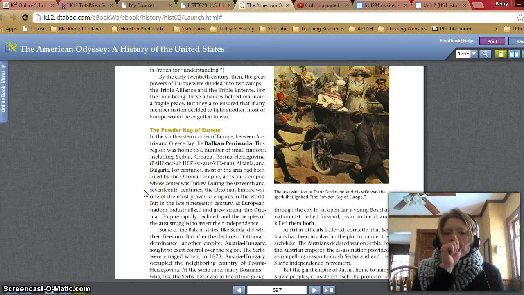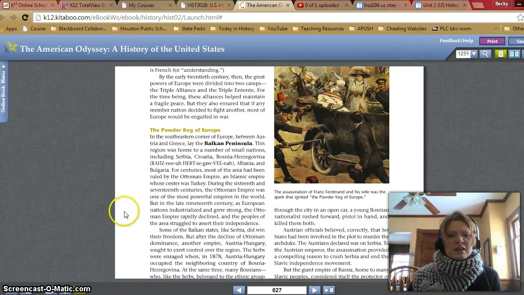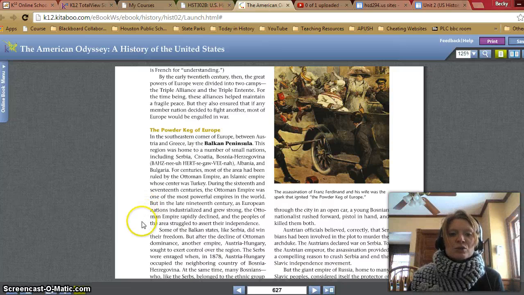During the 16th and 17th centuries, the Ottoman Empire was one of the most powerful empires in the world. But in the late 19th century, as European nations industrialized and grew strong, the Ottoman Empire rapidly declined, and the people of the area struggled to assert their independence.